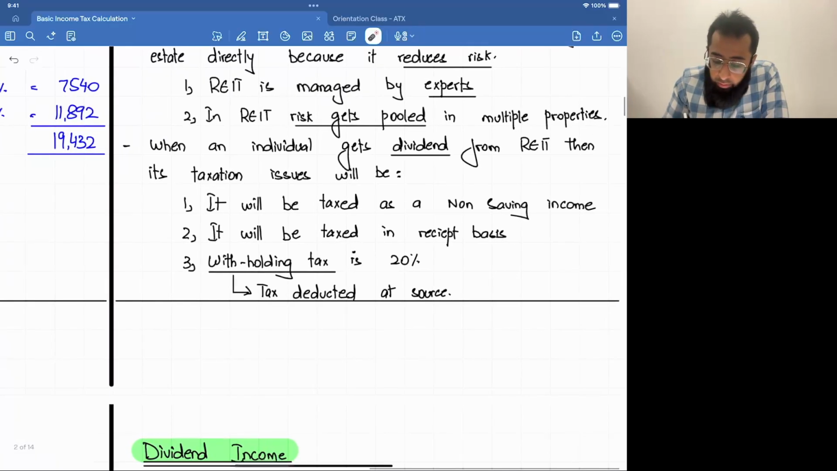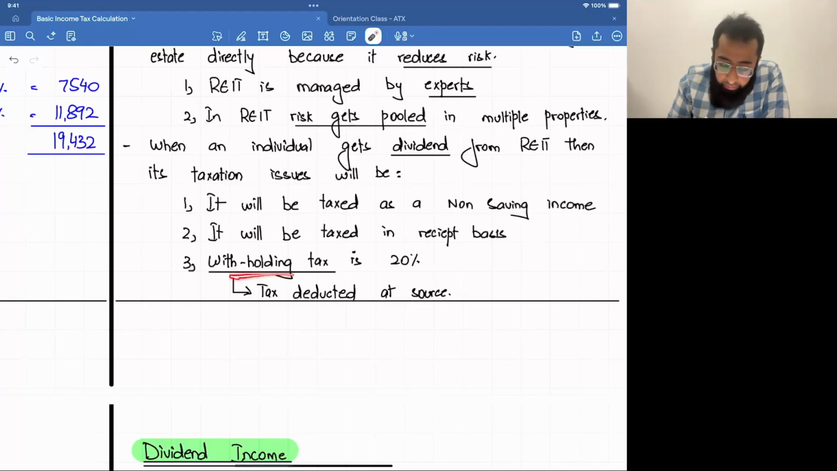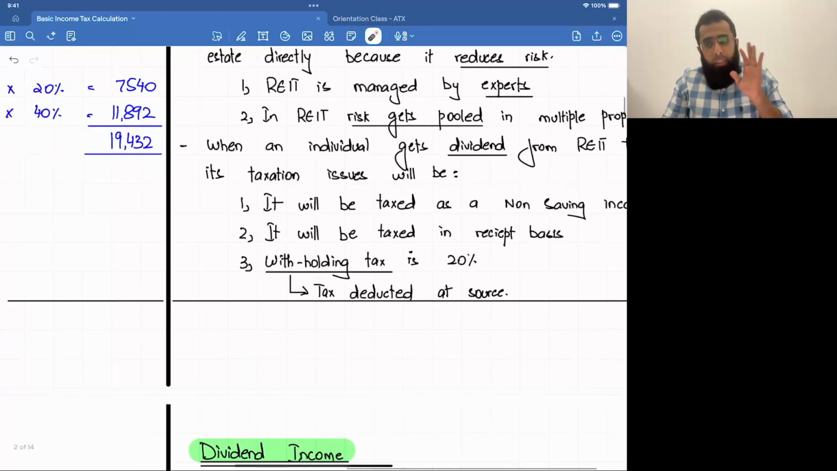It will be taxed on receipt basis. The tax year in which you actually receive it, in that tax year only it will be subject to tax. For example, if it is announced but you haven't received it, there is no tax on it. In the year in which you actually receive it, it will be subject to tax. And advance tax is 20%. Whenever a REIT is paying you an amount, they will deduct 20% from it.